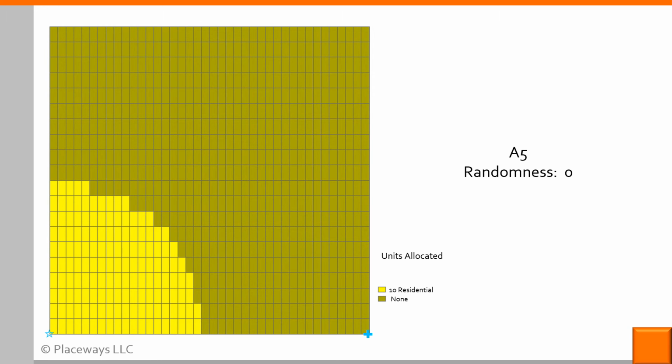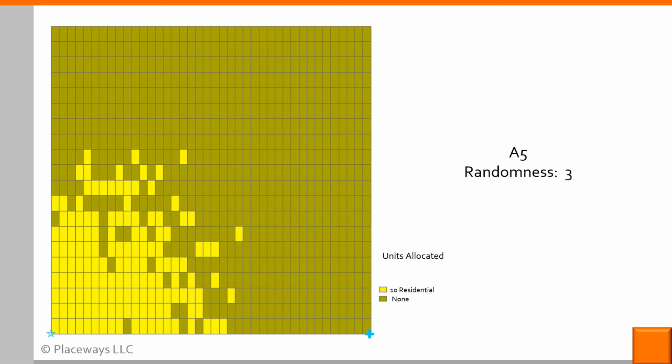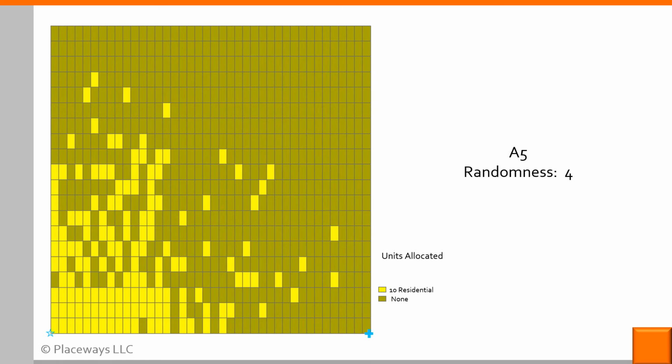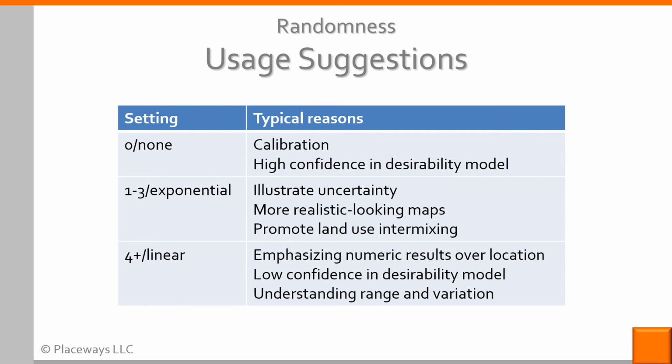In Allocator 5, you can vary randomness on a scale from 0 to 1 to 2 to 3, and so on, all the way up to 10. Here are some suggestions on randomness settings.